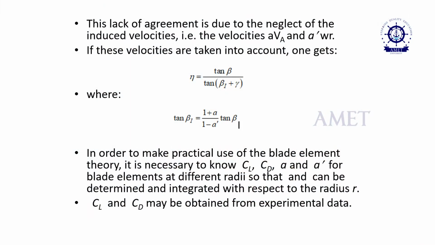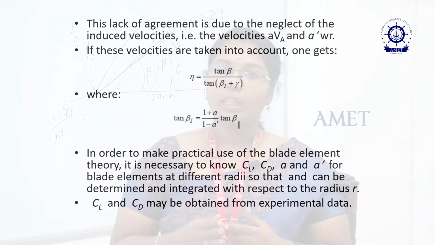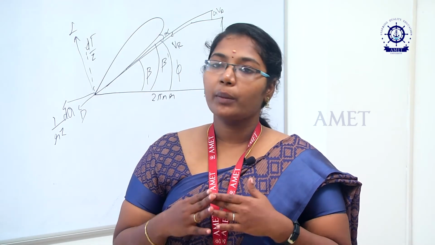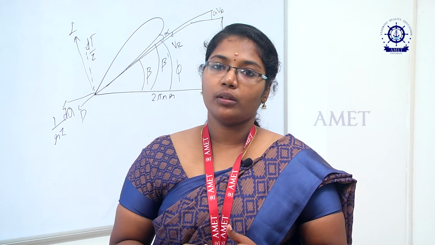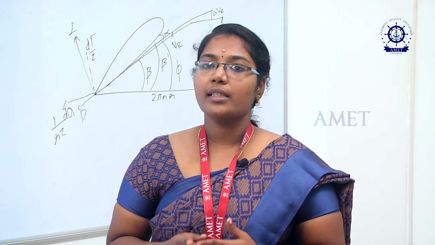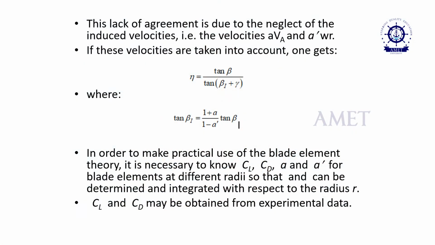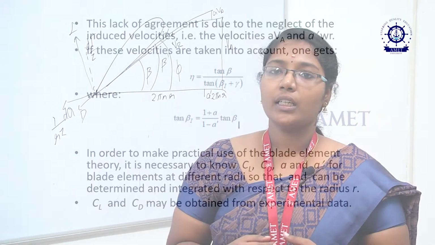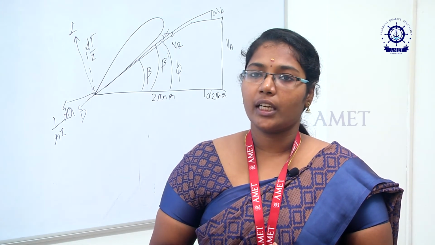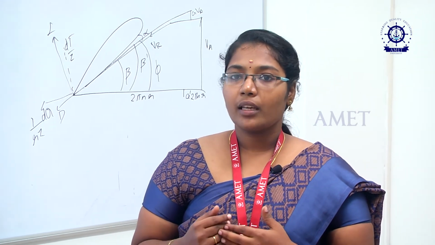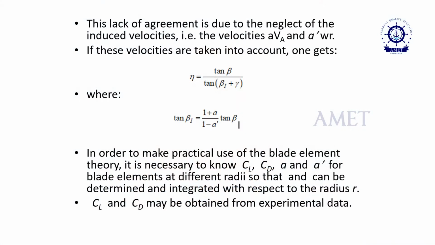After considering the induced velocities, what efficiency are we arriving at? The previous efficiency is eta equal to tan beta divided by tan beta plus gamma. After considering the induced velocities, tan beta is equal to 1 plus A divided by 1 minus A dash, times tan beta. 1 plus A is for the axial force and 1 minus A dash is for the rotational forces, which is your tangential force, and we are considering the induced velocity.